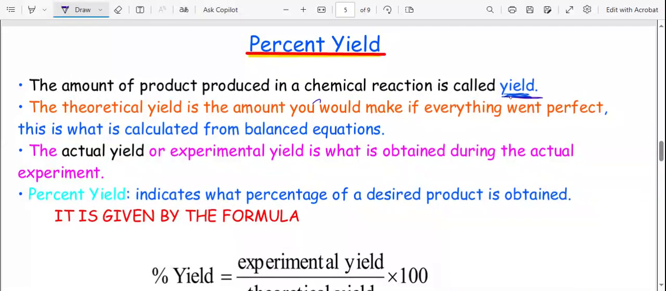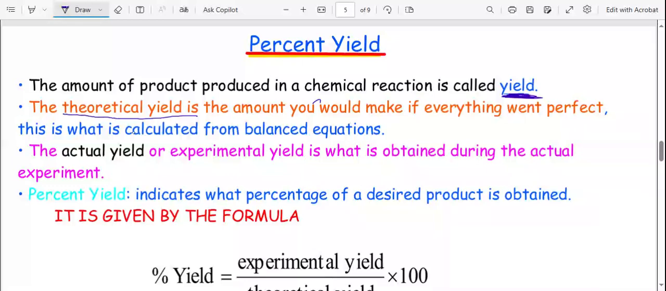So it's what you call yield. Yield something, you produce something. So the theoretical yield is the amount. So we'll find something like a theoretical yield in the formula. This is the amount you would make if everything went perfect in your reaction or experiment.